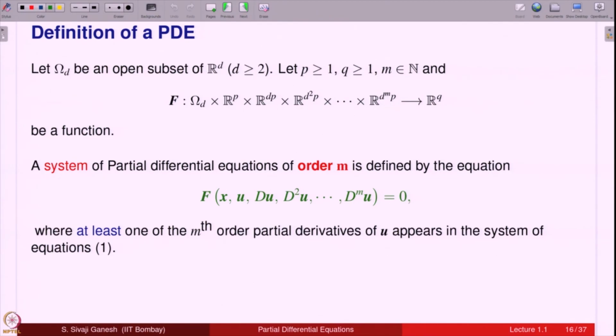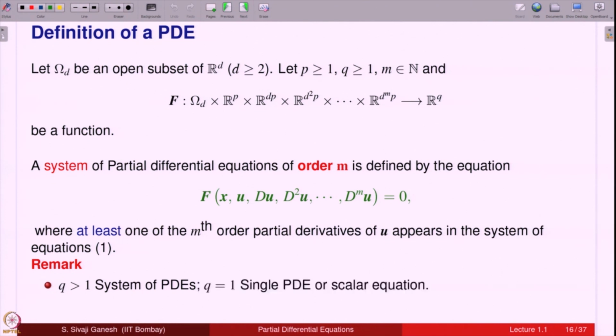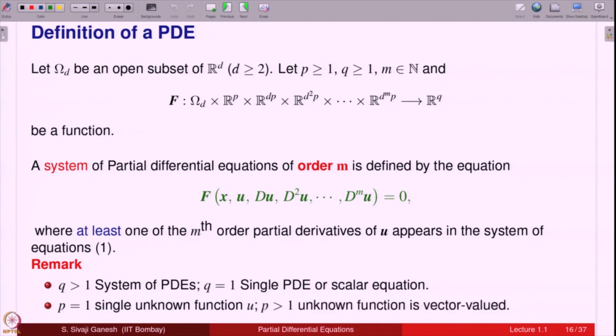Okay. So, where at least one of the mth order partial derivatives of u appears in the system of equations, only then we are going to say it is an mth order PDE. As I said, if q is bigger than 1, it is actually a system of PDEs. q can be equal to 1, then it is a single PDE or a scalar equation, and if p equals 1, it is a single unknown function. If p is bigger than 1, the unknown function is vector valued.